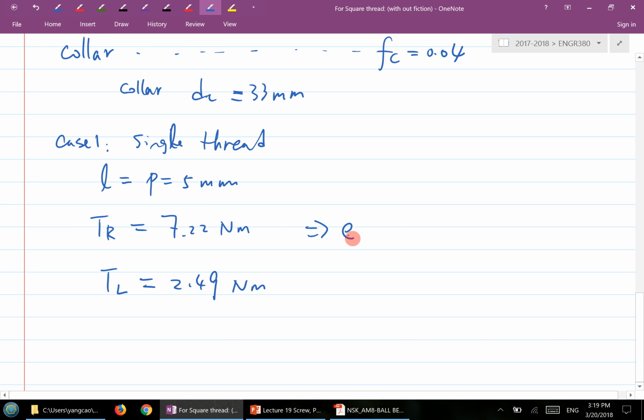So overall, you'll get your power screw efficiency, which is 0.33. This is for a single thread.